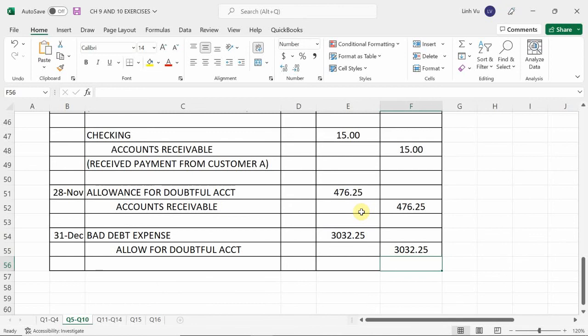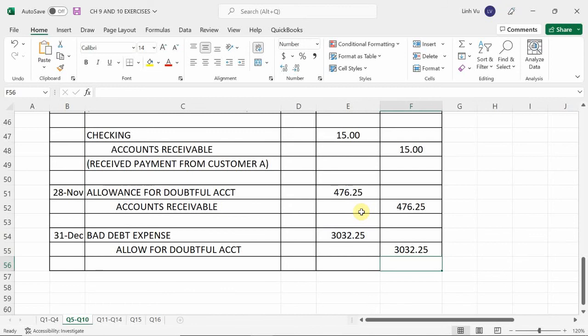Okay, so therefore it leaves a balance in the allowance for doubtful accounts. So now that there is a balance in my allowance for doubtful accounts, I need to write off my bad debt, because this is an estimated amount, right? I'm assuming that maybe customer A isn't the only one that's going to default on their payment.